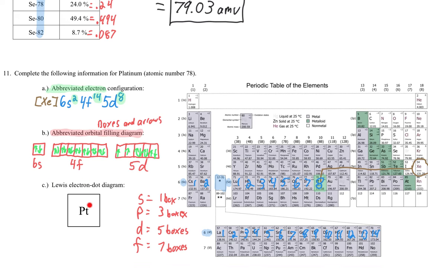Finally, the Lewis dot diagram is I look at my number of S arrows and my number of P arrows, or my exponent on the S plus the exponent on the P. Notice there's no P here, so there's no exponent. All right, so this is all about figuring out how many dots there are. It is S and P only. All right, or I can look at my S arrows and my P arrows. I have no P arrows. S arrows are 2. No P arrows is 0. 2 plus 0 is 2. I put 2 dots around the symbol.